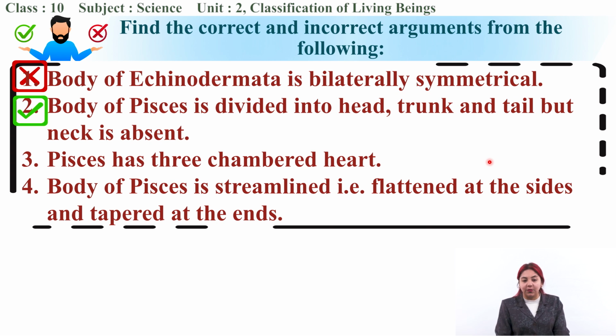Now the third argument, Pisces has 3-chambered heart. Is this correct? No, it's incorrect, because Pisces has 2-chambered heart, one atrium and one ventricle. So the third argument is incorrect.